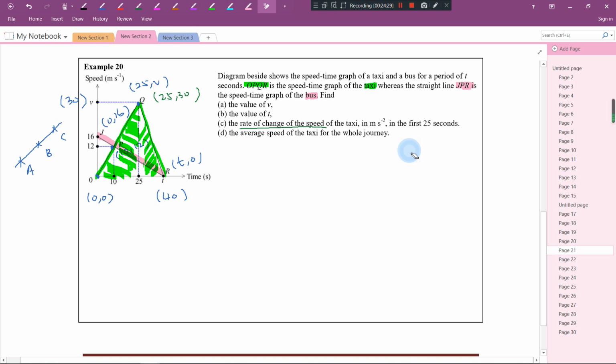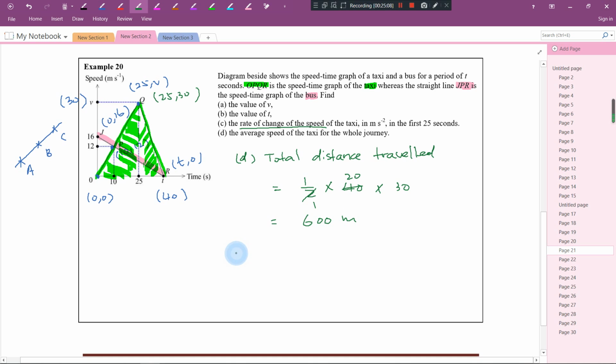Okay, let's find the total distance travel first. Total distance travel is 1 over 2 triangle. Remember, start with 1 over 2 times the base length, which is equal to 40. We don't have to convert the units because this is already second. This is second also. Times the height, which is equal to 30. This is 600 meters.